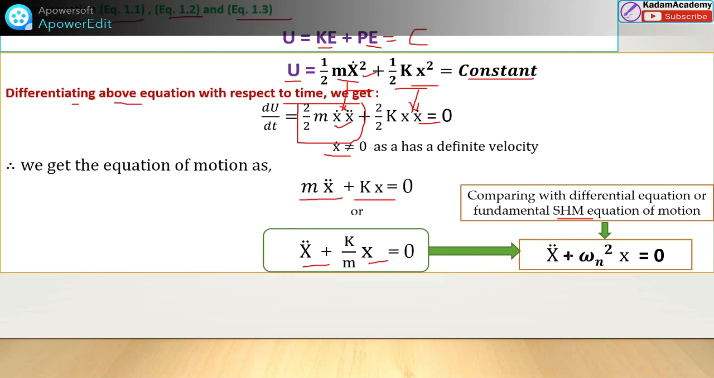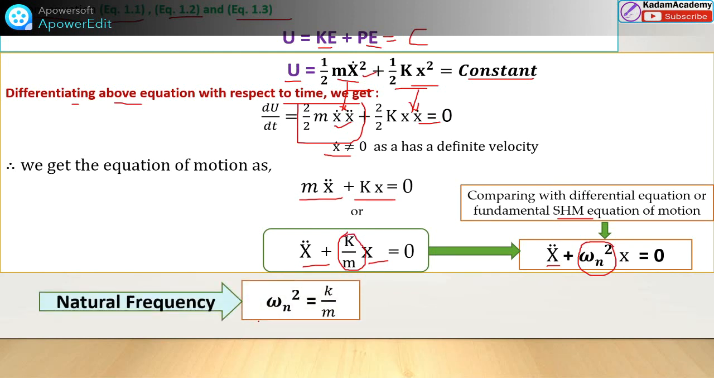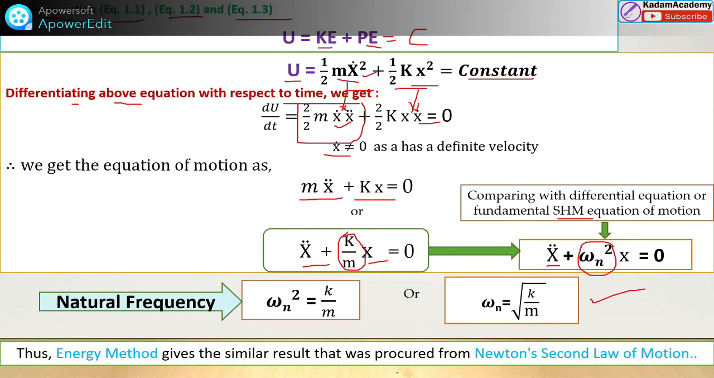The SSM equation we have already studied: x double dot plus omega n square into x is equal to 0. Here we are just comparing omega n square with k by m, and we can write the natural frequency by using this energy method. Omega n square is equal to k by m, and also omega n is equal to the square root of k by m. So this is the energy method, which will give similar results.